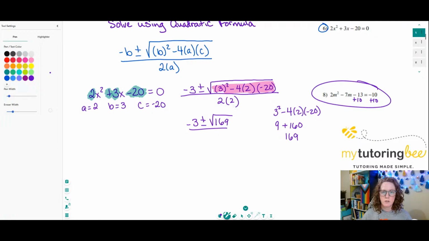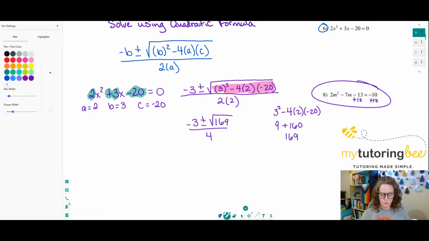2 times 2 underneath here is 4. So we can go ahead and do that part now. So now, hopefully this looks a little bit more simplified for us. It's a little bit easier to read. And now we're going to go ahead and find the square root. If your square root is a perfect square, like this one is, then you can go ahead and write in what that square is.